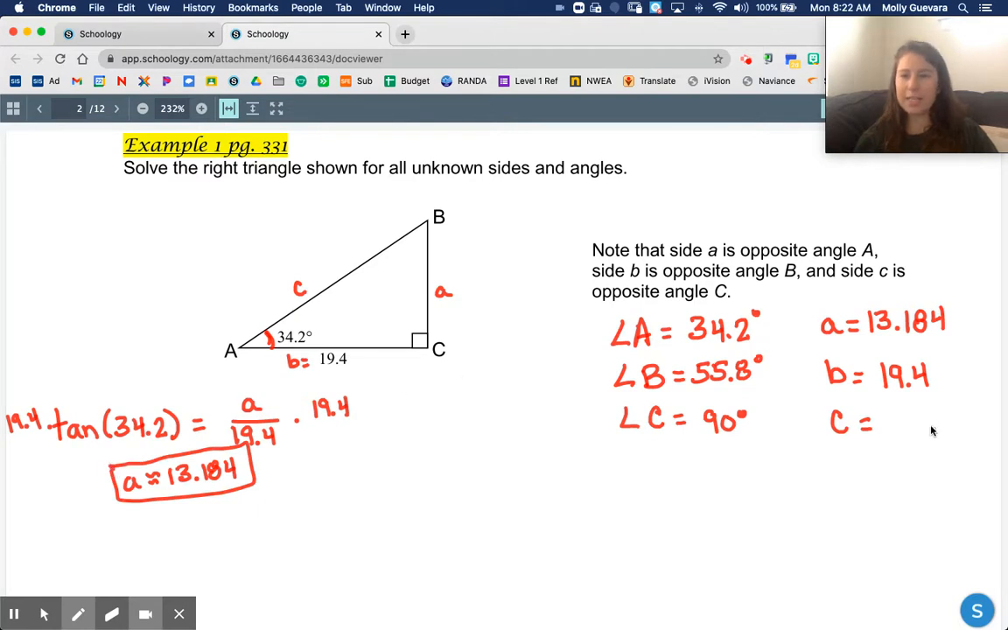Okay, now the last thing I need to solve for is C. And again, I know this 19.4, and C is the hypotenuse. So adjacent and hypotenuse is cosine. So I can do the same thing: cosine of 34.2 is equal to adjacent, which is 19.4, over hypotenuse. Now here I have to multiply by C. So I get C times the cosine of 34.2.